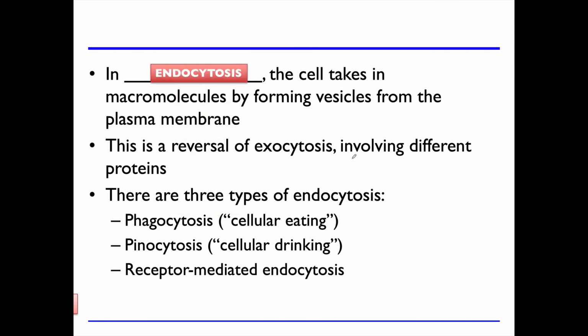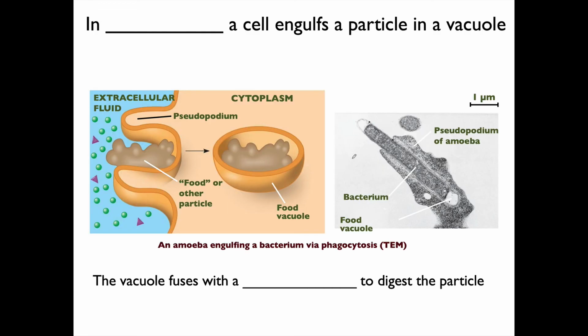Next, we have endocytosis, which is the reverse of exocytosis. You're going to take in large things from the outside by forming vesicles from the plasma membrane itself. We'll break that down into three separate versions: phagocytosis, which is cellular eating; pinocytosis, cellular drinking; and then something called receptor-mediated endocytosis. First we have phagocytosis, where a cell engulfs a particle in a vacuole.